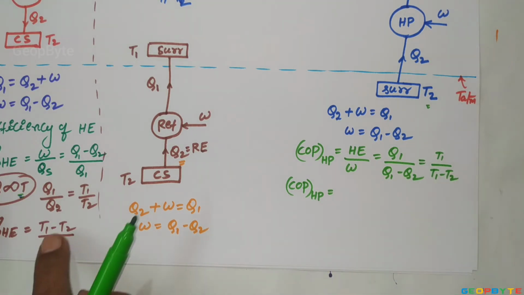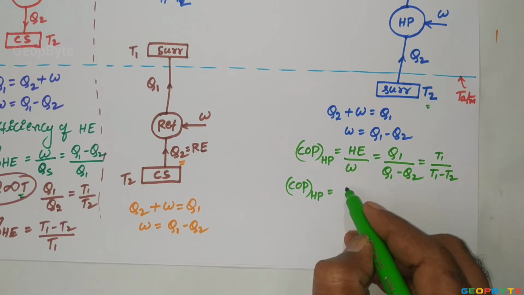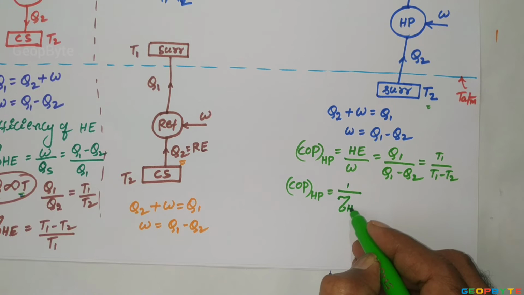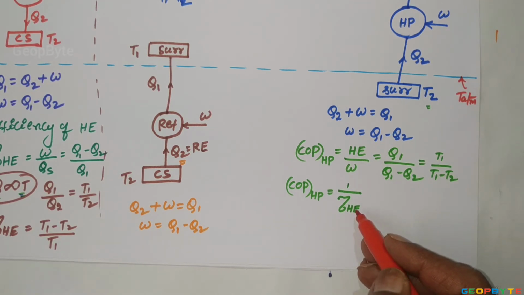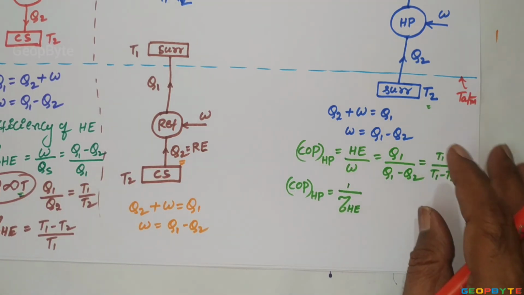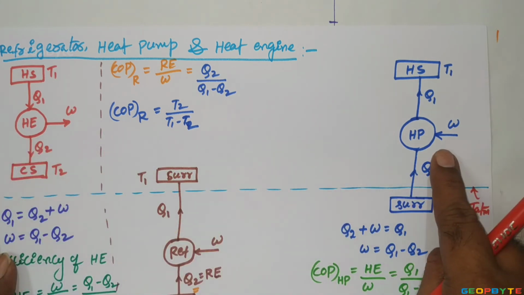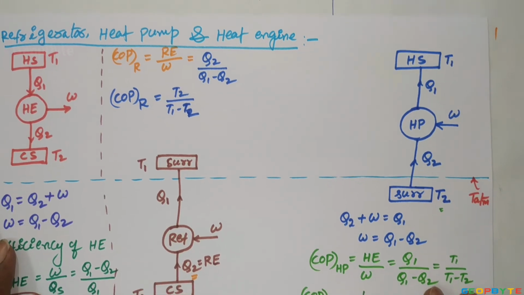Compare these two. Efficiency of the heat engine is (T1 minus T2) by T1, whereas the COP of the heat pump is T1 by (T1 minus T2). It means indirectly COP of the heat pump equals the reciprocal of the heat engine efficiency. Very, very important relation. COP of the heat pump is the reciprocal of the heat engine efficiency. For that, remember, the heat engine and heat pump both must be working with the same temperature limits.